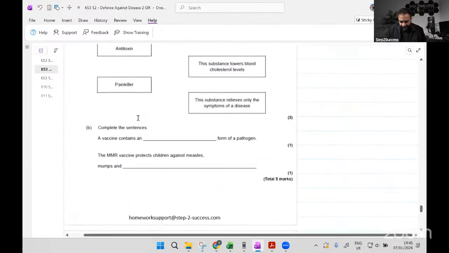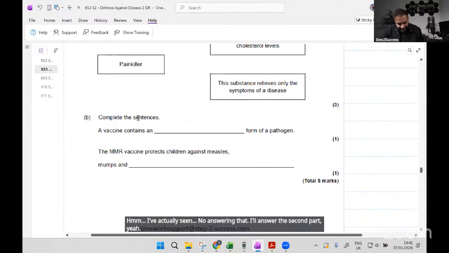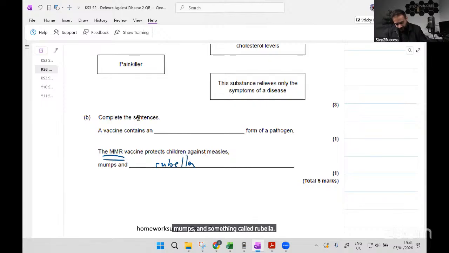Hmm, a vaccine. No answering that. I'll answer the second part. Yeah, second sentence. Sorry, yeah, second sentence. MMR. This wouldn't have been in your lesson because I know this. I know these things. MMR vaccine is made of three diseases: measles, mumps, and something called rubella. Okay, that's what it is.